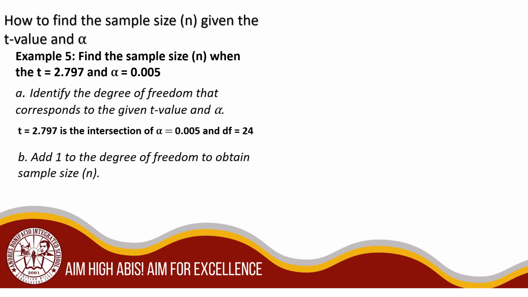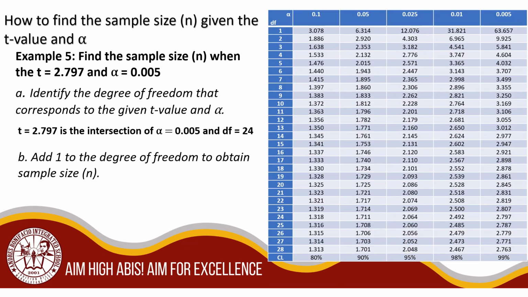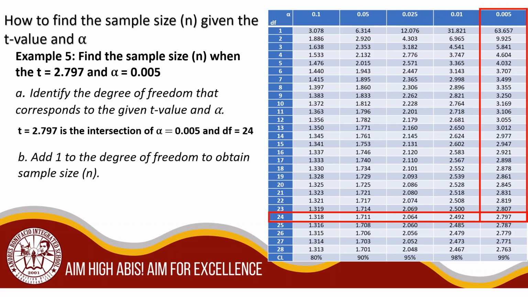So just add 1 to the degree of freedom to obtain the sample size n. So tingnan natin sa t-table. So locate muna natin yung hanapin natin yung 2.797 and then yung 0.005. So nandun sa rightmost column. Okay, so 2.797 andun, yon. So ang degree of freedom corresponding to 2.797 is 24. So just add 1 to 24. So therefore the sample size is equal to 25. So ganun lang po kasimple yun.